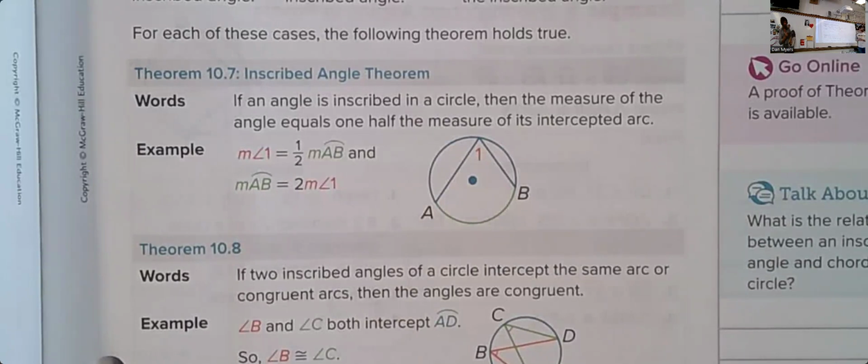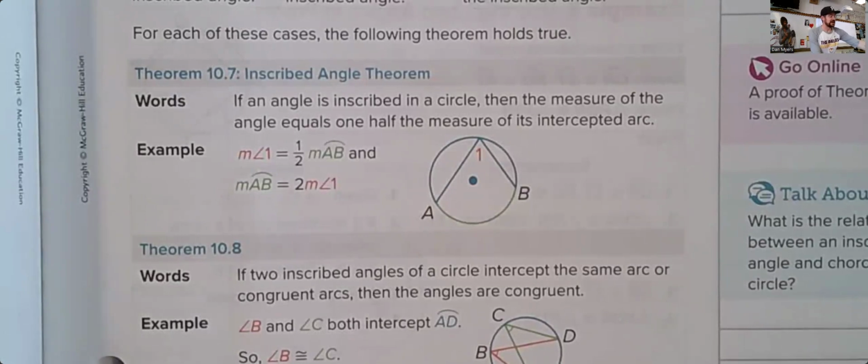So if this is a 90-degree angle, then arc AB has a 180-degree measure. Yeah, sorry. So if this was 60, AB would be 120. This is probably closer to a 60-degree angle. Anyway, so if angle 1 was 60, arc AB would have a measure of 120. All right. So that's the mathematical relationship. It's a 2-to-1 relationship, so it is not super complicated to remember.